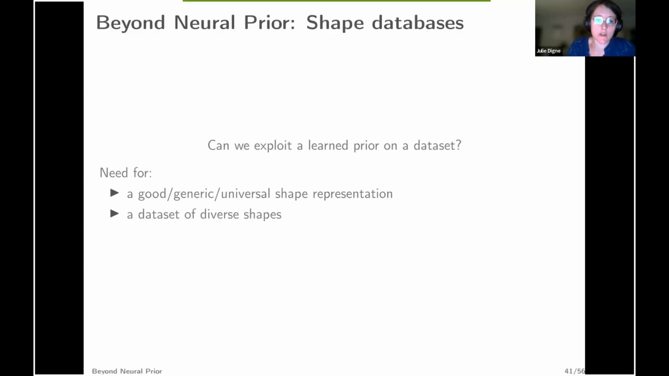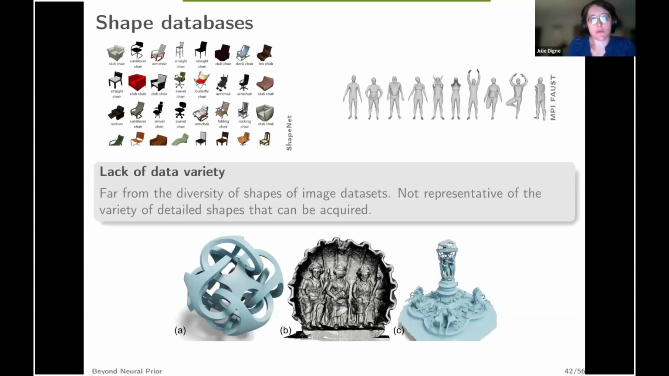And let's have a look at the current data sets we have. I just printed two examples of the very famous data sets, so ShapeNet and MPI FAUST. And the issue is that we have a lot of data sets which represent, let's say, everyday things like chairs, people, sofas, and so on. So we are in geometry processing, we are starting to be experts on furniture, but that's maybe not what we'd like to be expert on.